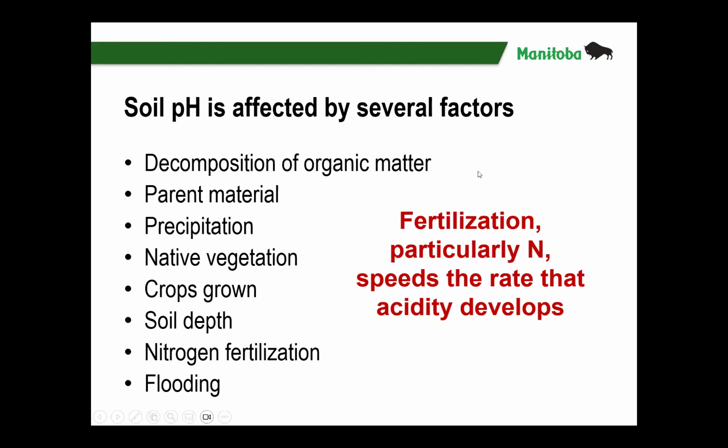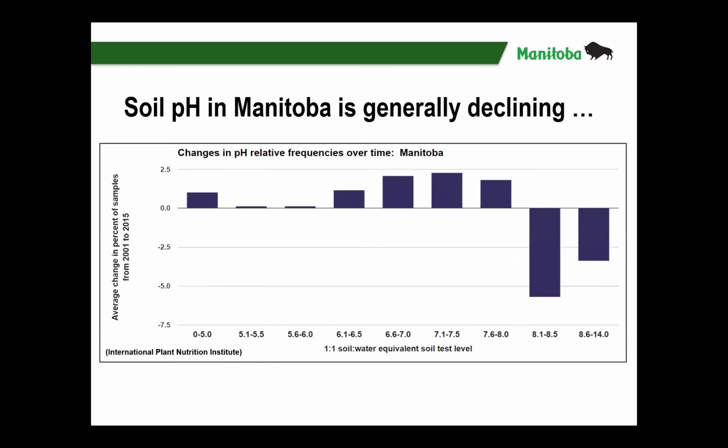So one of the things that we recall, especially as we go through this presentation, talking about changes in pH over time, is that, particularly, nitrogen fertilization can speed the rate that acidity develops. Acidity will develop very slowly, as soil weathers, as precipitation falls. This is a natural occurrence, but it's a very slow occurrence. But we can speed that up, especially if we're dealing with ammonia-based fertilizers. And we do see that, generally speaking, the soil pH in Manitoba is declining over time.